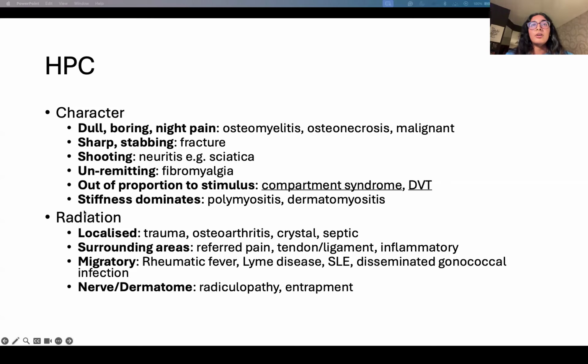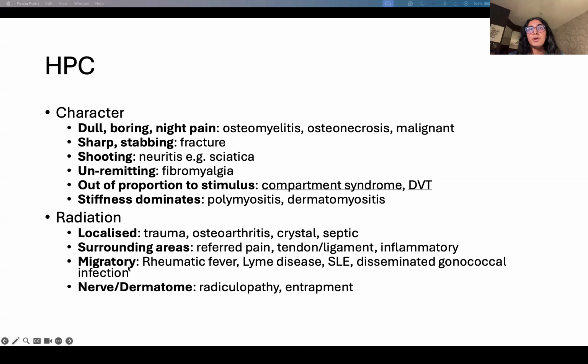Okay, so we can talk about radiation of pain. So if it's more localized, these are some of the things we can talk about. That should be rheumatoid, but anyway, trauma, gout, sepsis, monoarthritis. If the pain migrates or moves to the surrounding areas, it could be referred pain. So just think about the path of the nerves. So, for example, you might have shoulder pain and some sort of gastric problem. So think about the pathway of the nerves or the path that the tendon or ligament follows.